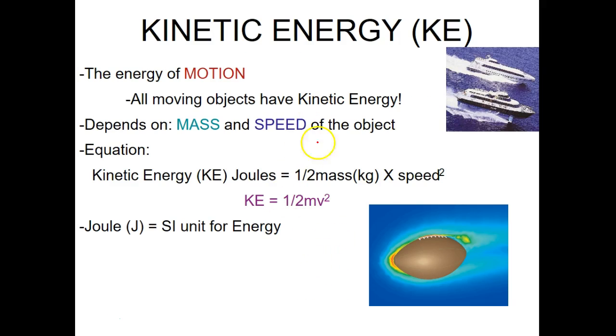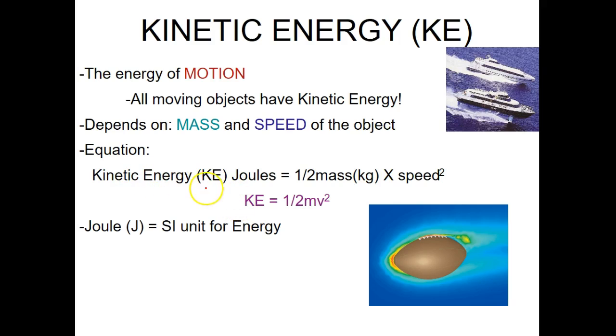So kinetic energy is the energy of motion. Okay, kinetic means motion. So all moving objects have kinetic energy. So if something is moving, it has kinetic energy, and I mean that in the most basic sense. So this depends on the mass of the object and the speed the object's moving. And we can put this into an equation, and we're going to use this equation to help us a lot.